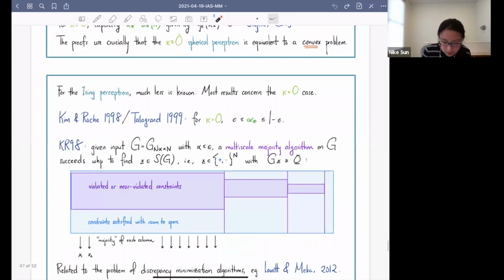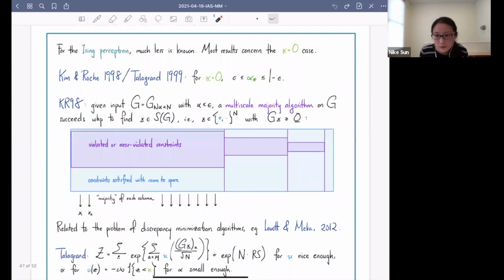So for the Ising perceptron, because you no longer have this convex structure, much less is known. Most of the results concern the case where kappa is equal to 0, and pretty much everything I will talk about today will be about the kappa equals 0 case. For any of the results that have been proved, kappa equals 0 is not actually important. It should be the same behavior for any kappa. It's just that kappa equals 0 is a well-known case that is easy to study, but some version of the results of the people I will talk about today holds for general kappa.